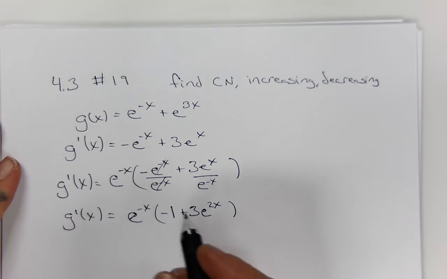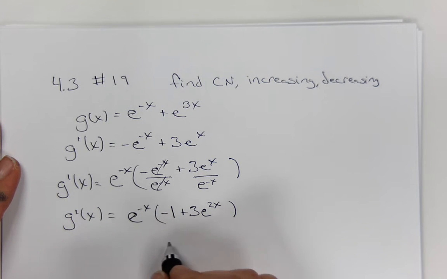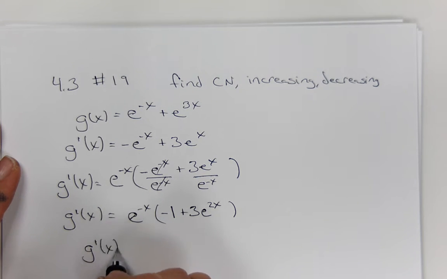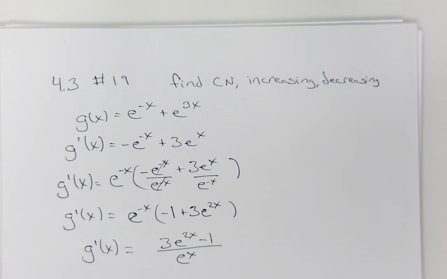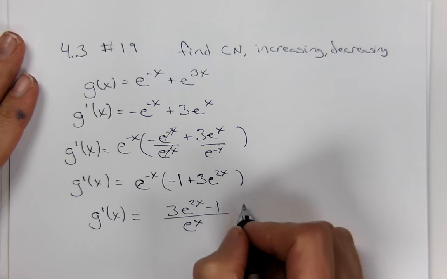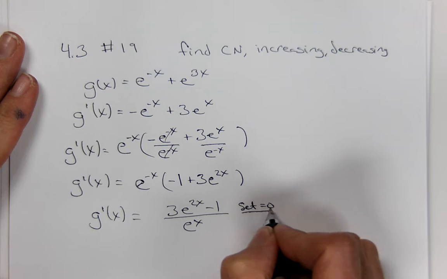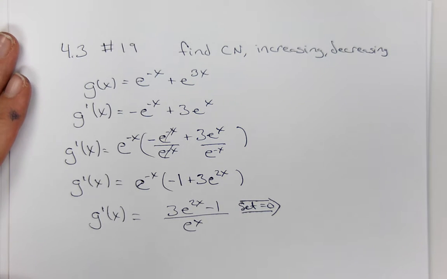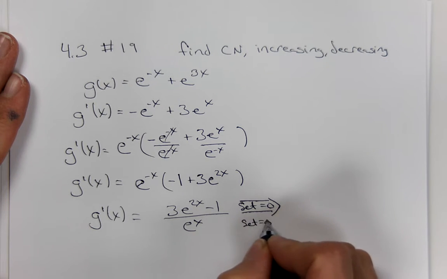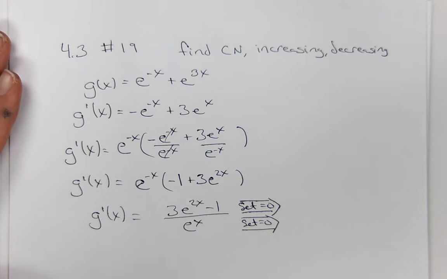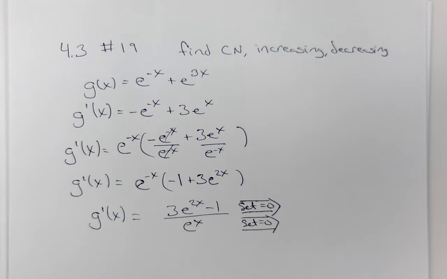So now let's move that e to the negative x down for sure. That has to be done. Probably in your book they would put the 1 behind the 3e to the 2x, so it would look like that. And to find critical numbers, we're going to set the numerator equal to 0 to find where the first derivative is 0. That makes a critical number as long as that point is in the original domain. And set the denominator equal to 0 to find out where the first derivative is undefined or doesn't exist, because those also make critical numbers as long as that value is in the domain.